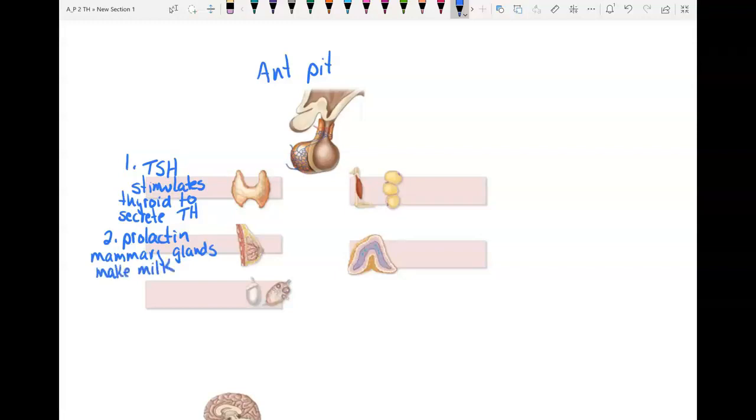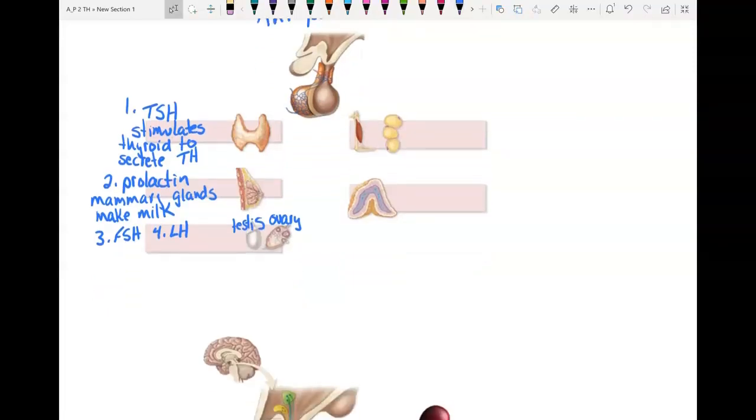So this would be in new mothers. Then we have FSH and LH, follicle stimulating hormone and luteinizing hormone. They're kind of lumped here together. This is a testis, and this is an ovary. Testis is singular. FSH and LH stimulate them for reproduction.